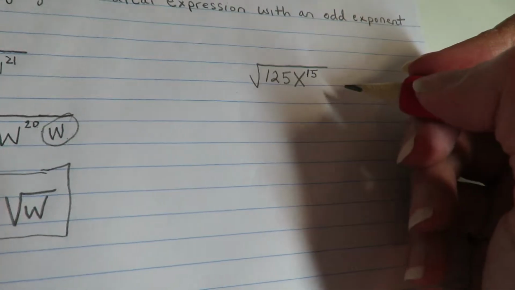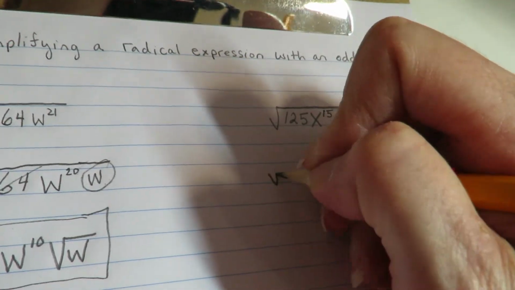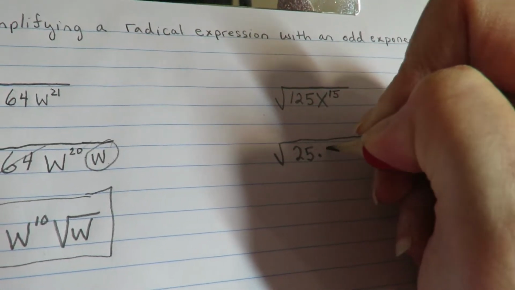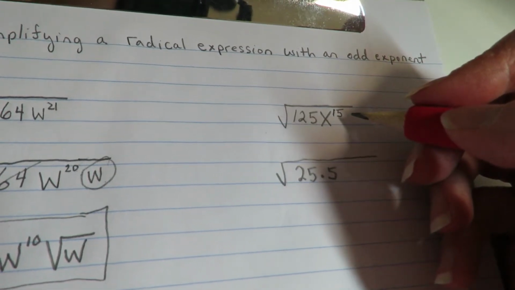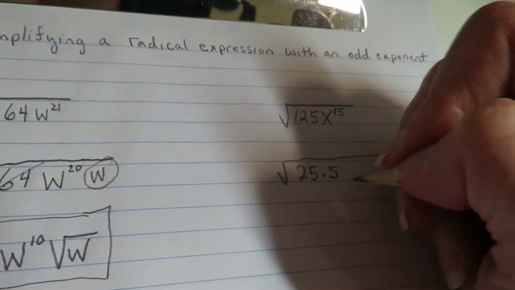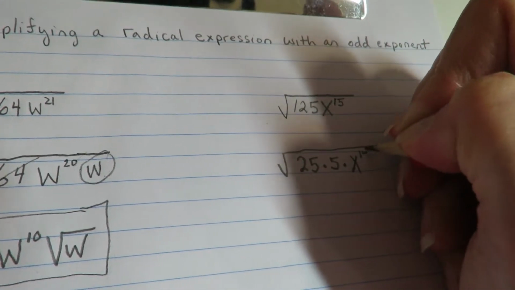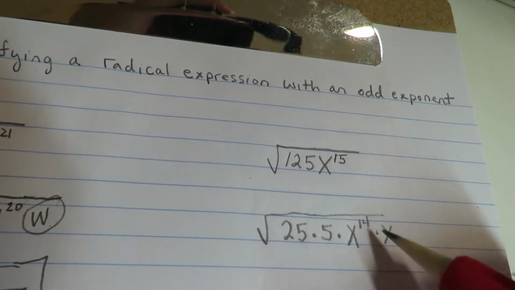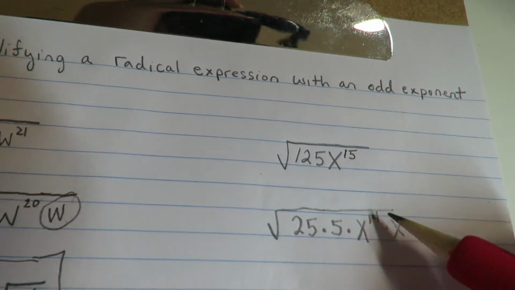All right, let's try another one. So the biggest perfect square in the coefficient is 25. Remember, if you're trying to take a square root, it has to be divisible by 2. So we have 15, so we have to pull off 1. So we'll make it x to the 14 times x, because this would add back up to 15. We're just pulling 1 off, so we can make it an even number that's divisible by 2.